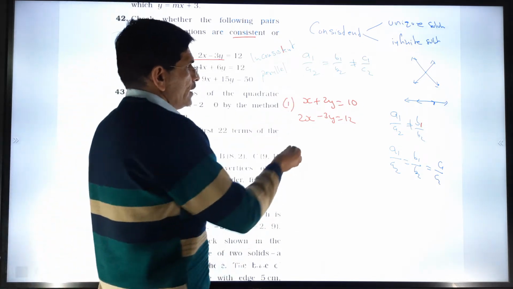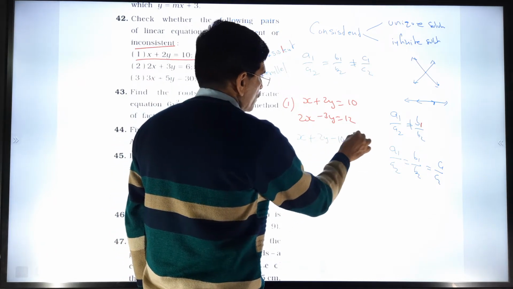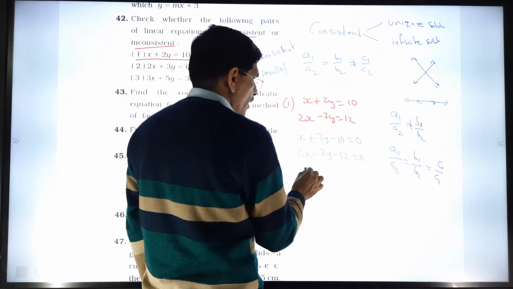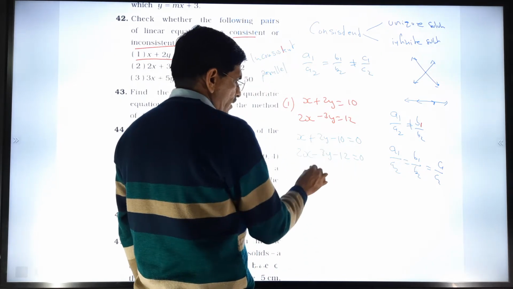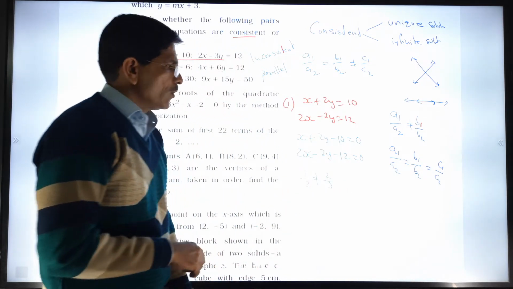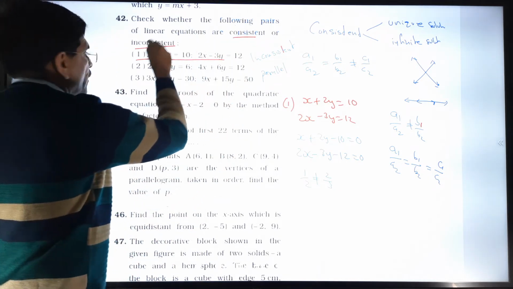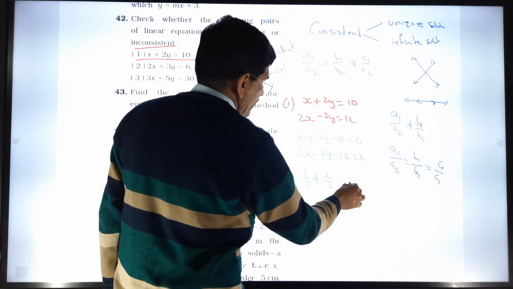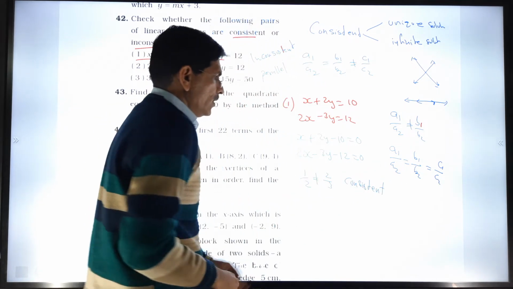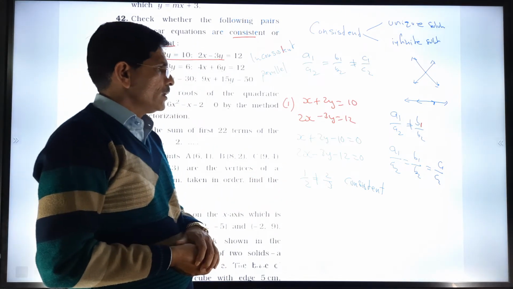So you will see that in standard form we can write x plus 2y minus 10 is equal to 0, 2x minus 3y minus 12 is equal to 0. Afterward I have to write that 1 upon 2 is not equal to 2 upon 3. So we can say it is consistent. So the first answer is consistent. Why can we say it is consistent? Because a1 upon a2 is not equal to b1 upon b2.